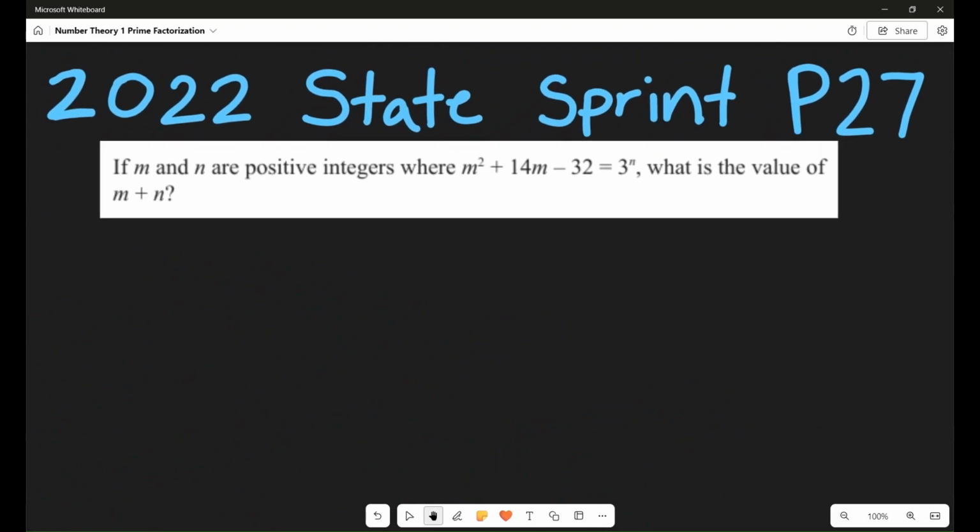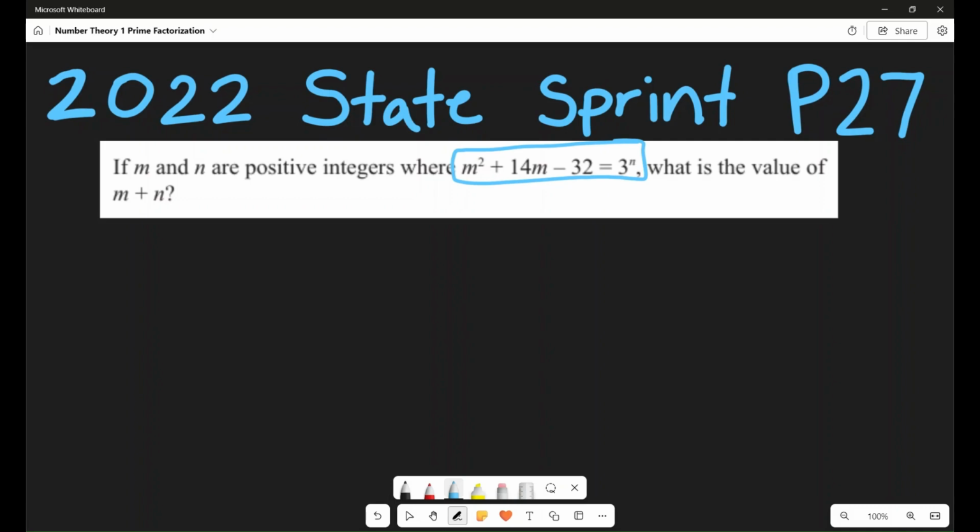This problem is also from the 2022 state sprint, but it's problem 27. So, if m and n are positive integers where m squared plus 14m minus 32 equals 3 to the power of n, what is the value of m plus n? So, this equation here is not very familiar. It's a nasty equation. So, let's clean that up a bit.